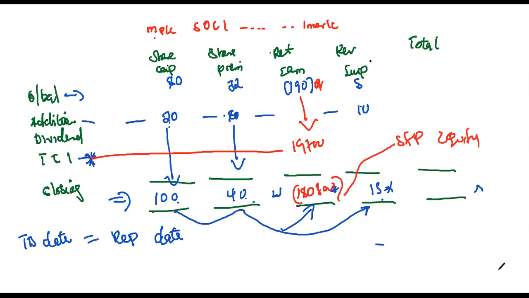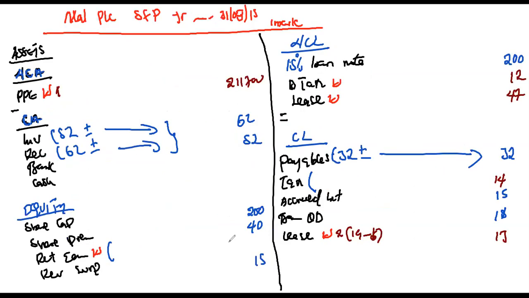So where do we go? We go to our SFP. There we go. The 10 ends where there was going to be working. The 180,300 comes there. That means the equation is done. Now everything is there. Everything is there. So that's how you work out this question.